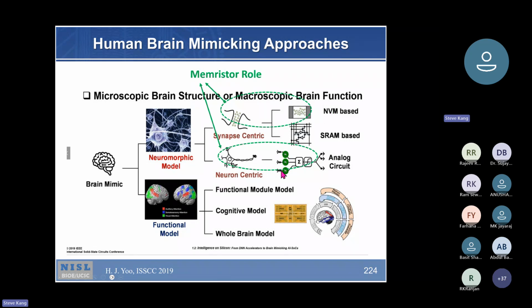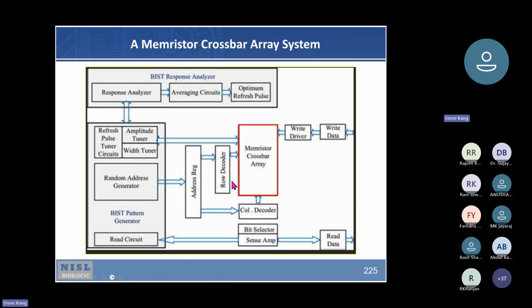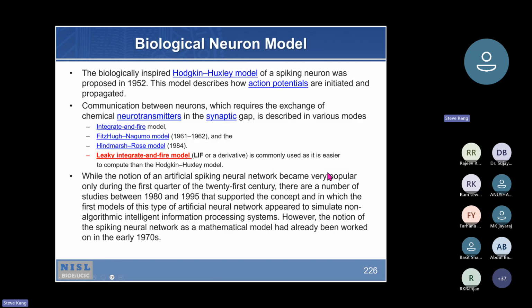And for the neuron, there are many different neuron models. We'll discuss that later. So the memristor crossbar array, this is a crossbar array. You have to write contents into it. You have to read. So just like a memory, you have a read operation, a write operation, some control circuit, and monitoring of the error, that sort of thing.